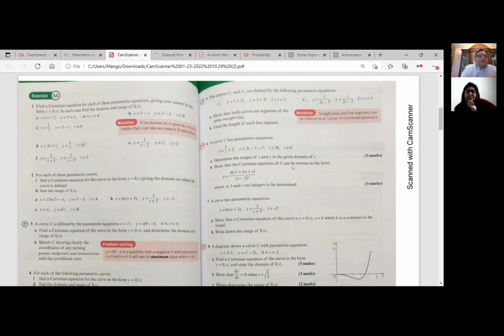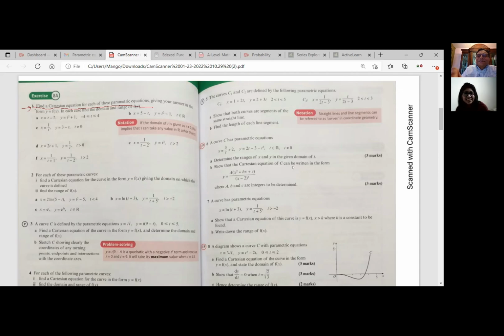Now read your question once again. Find a Cartesian equation for each of these parametric equations. Because the book writes find the Cartesian equation first, right? So what is a student going to do? Find the Cartesian equation. Now read the question further. It says give your answer in the form y equals f of x. And then in each case, write the domain and range of f of x. See, this is cunning.